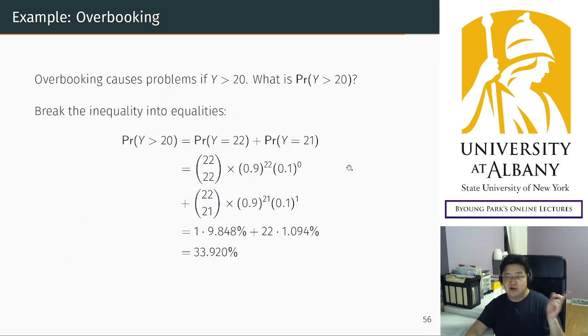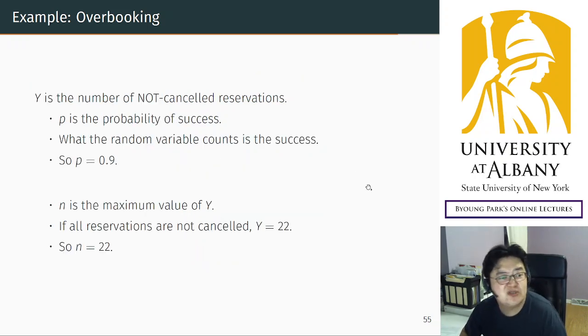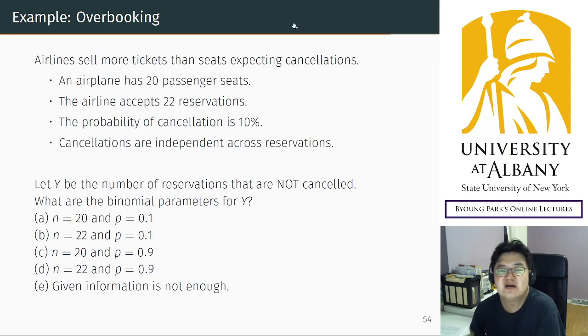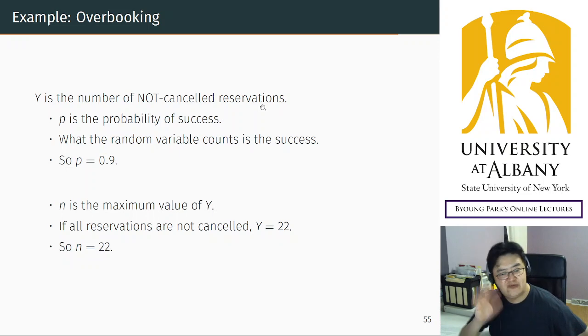And later, in the next video, I'm going to derive the probability that this overbooking causes trouble to the airline company. So that is, I will calculate the probability that less than 2 reservations are cancelled. So that takes a few more steps.